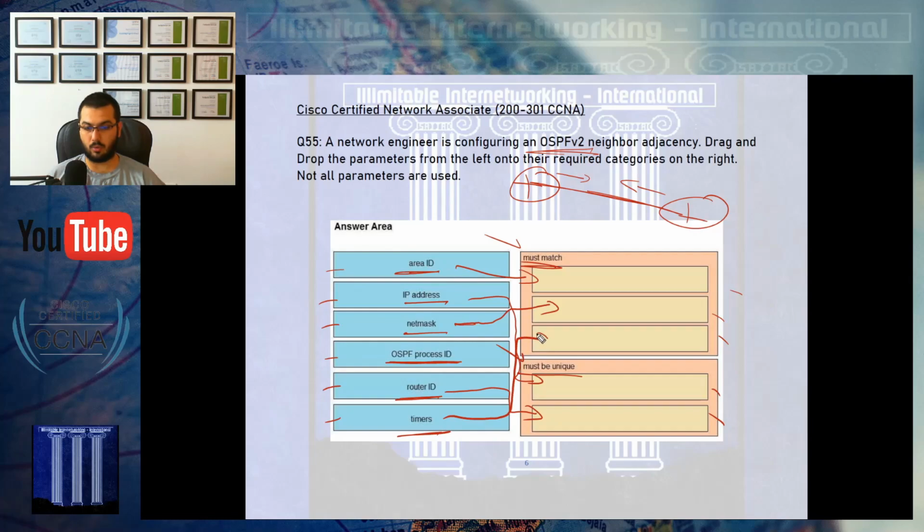And timers should match. That is something that I'm sure of. The hello timer by default is 10 seconds, and you can change that. And there is something called the dead interval timer, which is mostly 4 times the hello timer. So by default it's 40 seconds. These things should match because these are how often the routers check each other, and they should match between the two links. So since I'm not sure of the process ID, we can neglect it because we have only 5 blanks to fill, and we can use the timers as should match. And that's it for question 55.